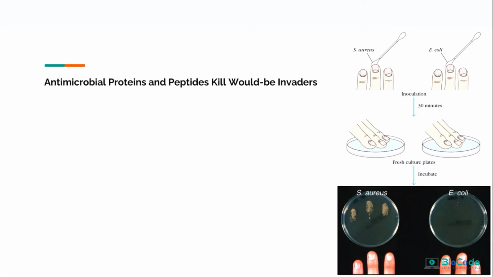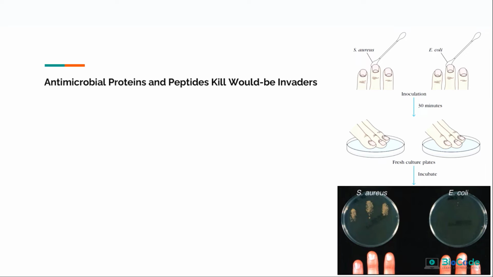Antimicrobial proteins and peptides kill would-be invaders. Our skin releases different peptides to prevent the pathogen from reaching the barrier. Here you can see an experiment. We know that our skin secretes an antimicrobial protein that can kill E. coli. In this experiment, fingertips of a healthy human were inoculated with Staphylococcus aureus and E. coli. Then after 30 minutes, they pressed their fingertips on a fresh nutrient agar plate.